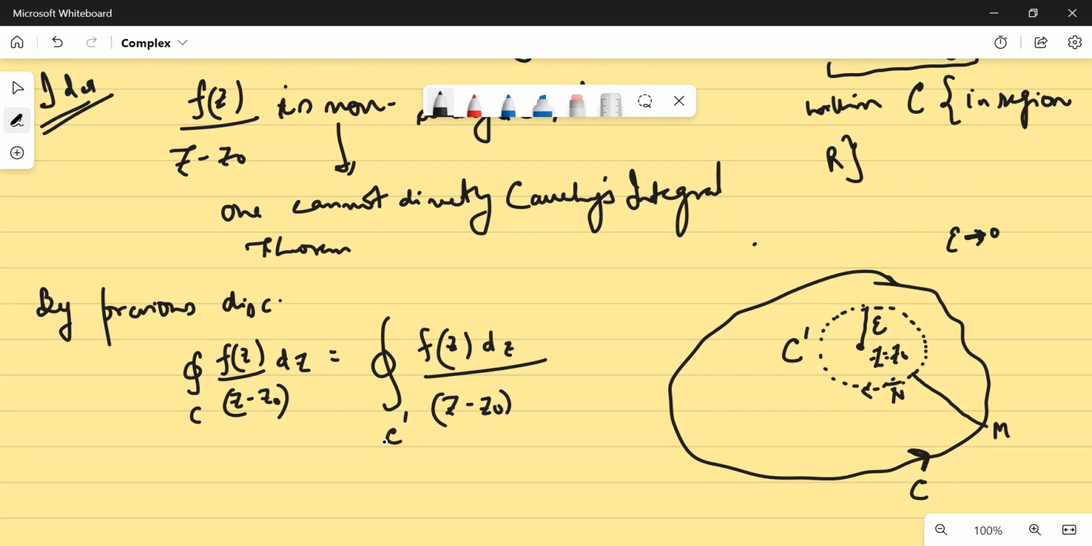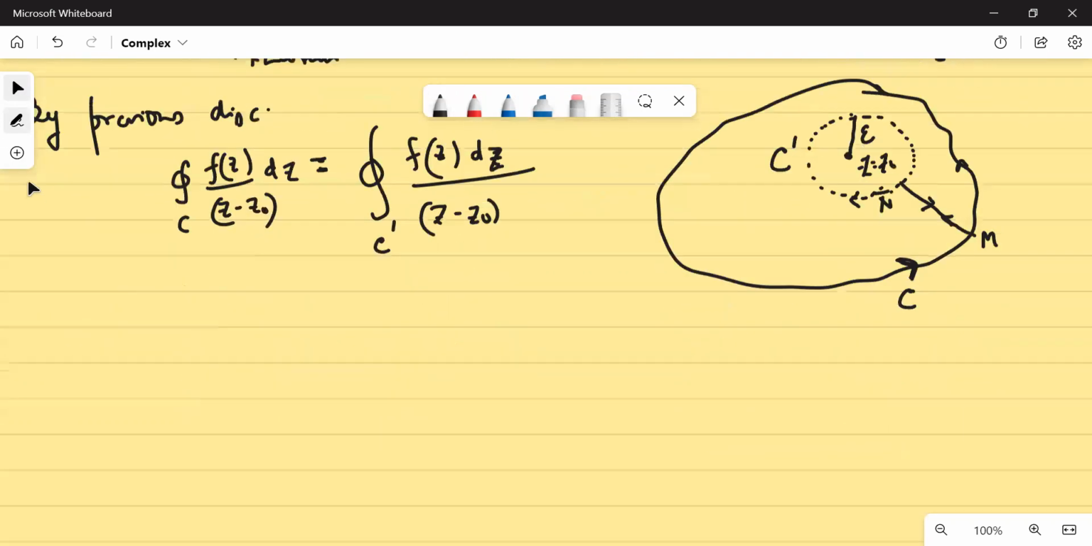Is that clear? Bharat, did you understand? I think this is clear. Yes, sir. Okay, we have already done this, right? It will come back in this way and it will again integrate. So eventually the integration cancels along m to n then n to m, and eventually you get that the integration over C of f(z) upon z minus z naught dz is equal to the integration of f(z) dz upon z minus z naught over C dash.